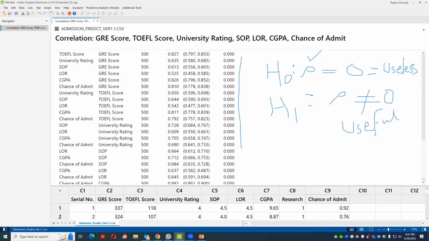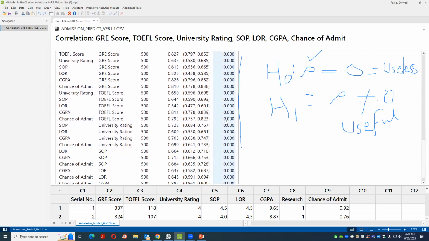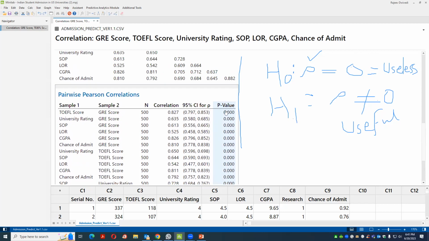Yes, that's correct. When do we accept the null hypothesis? When the p-value is greater than the significance level, isn't it? When the p-value is more than the alpha value, we accept the null hypothesis. That means we say useless. But here we see all p-values are less than the alpha value.